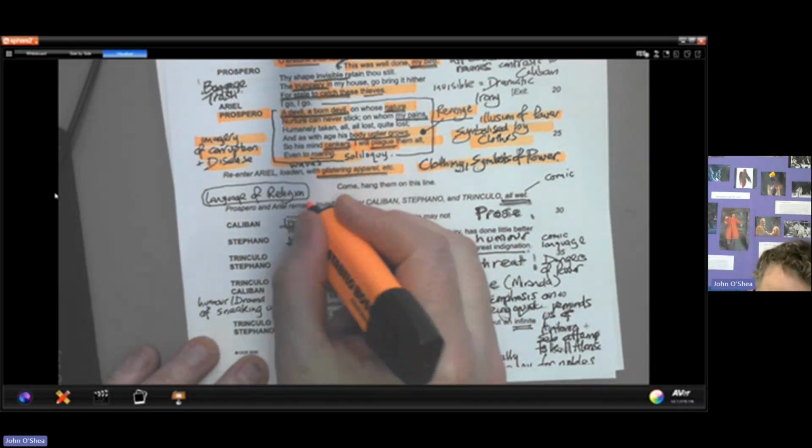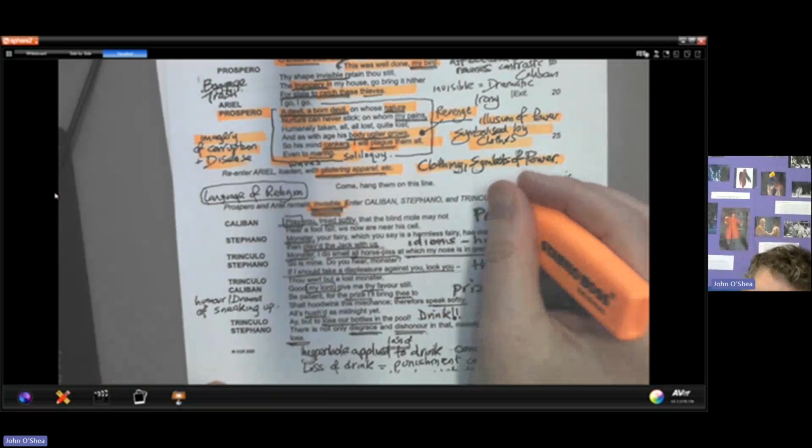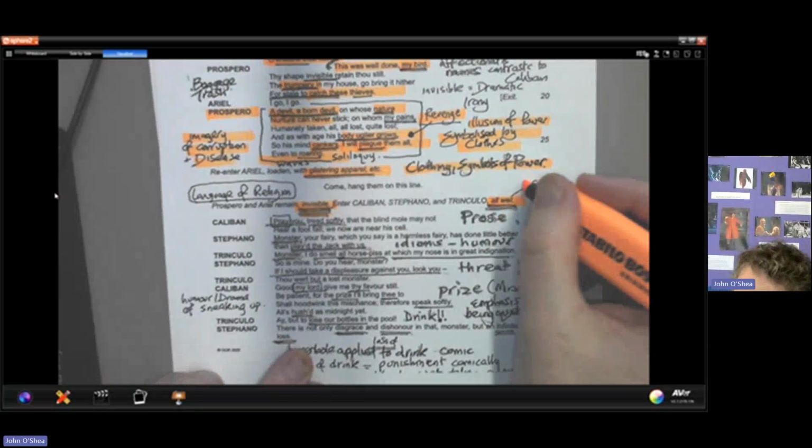Prospero and Ariel remain invisible. Again, does God remain invisible to our sins? Is Prospero godlike looking at our sins? Are we being asked to see him in this godlike way, thinking about our own sins? They all come in all wet. How many of you touched on the stage direction of it being comic?